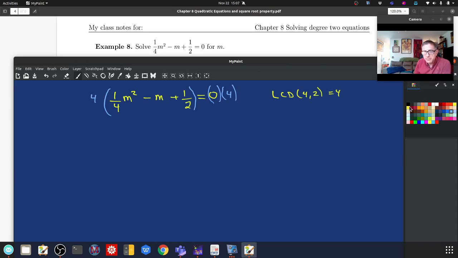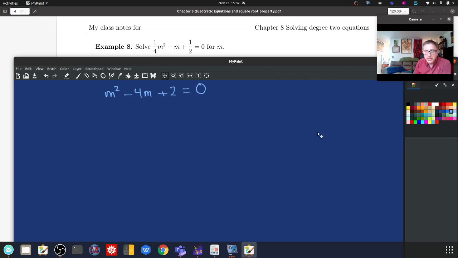So here we have 4 divided by 4 is 1. 1 times m squared is m squared. 4 times minus m is minus 4m. 4 divided by 2 is 2. 2 times 1 is plus 2. And there I have my equation in a better form.